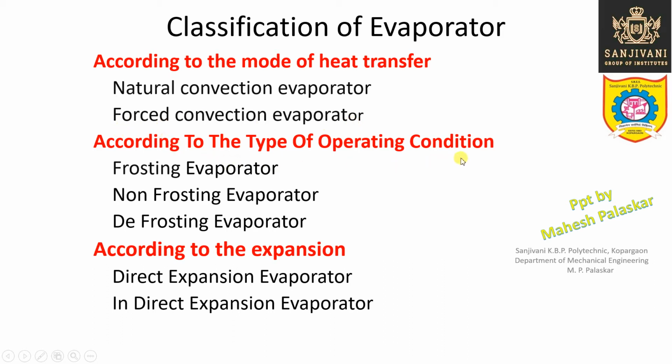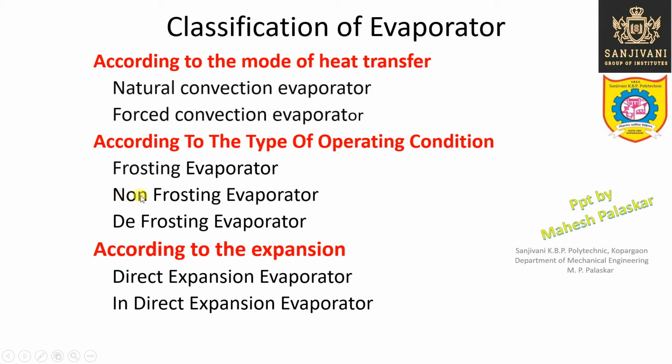According to the type of operating condition, maybe frosting evaporator, non-frosting evaporator, and defrosting evaporator. So such evaporators you might be able to see in the domestic refrigerators, right? So where frosting is a problem, sometimes we are using the non-frosting evaporators, and sometimes we are using those evaporators which can be defrosted. That is, frost is nothing but the layer of ice which is formed on the evaporator coil and the surface of heat transfer due to the moisture which is present in the surrounding air.